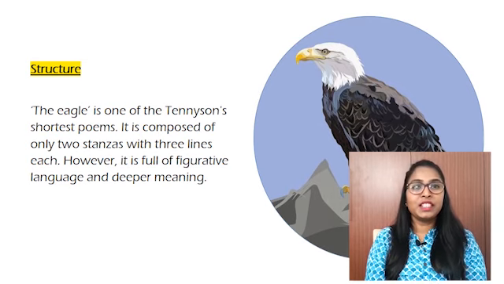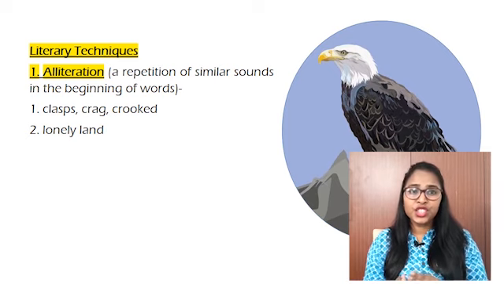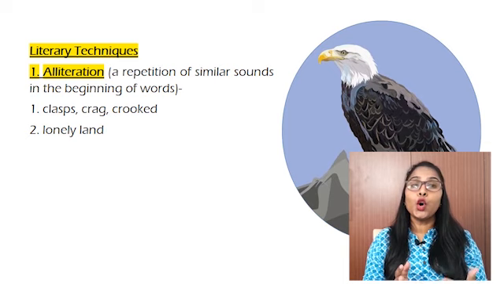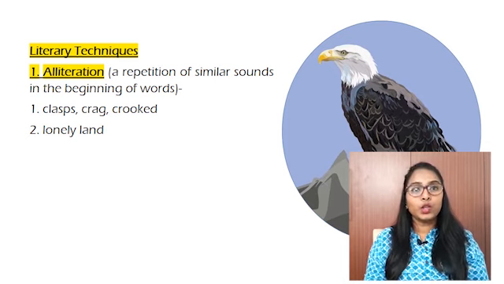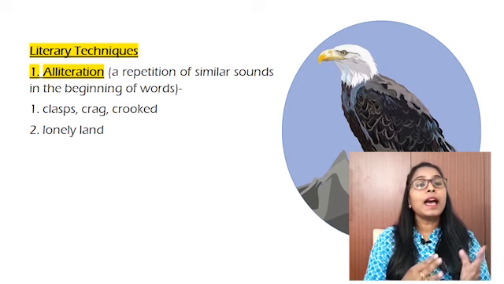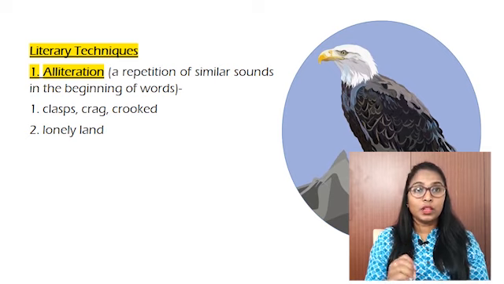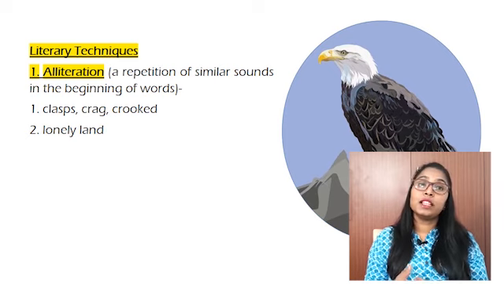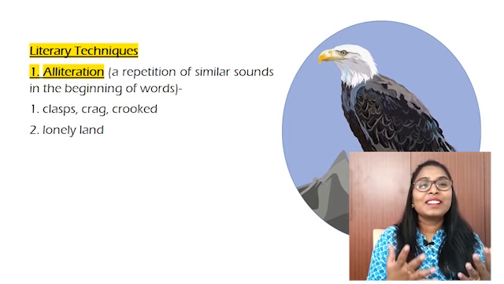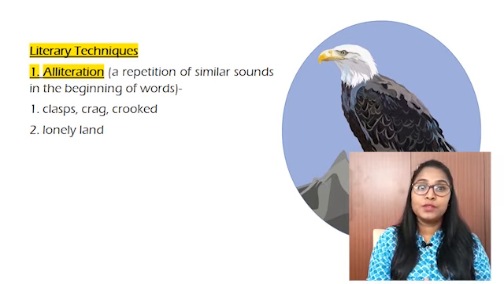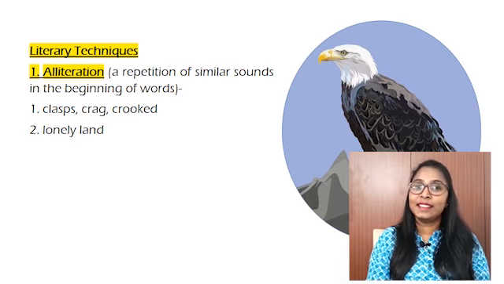So the first literary technique used in the poem is alliteration. Now what is alliteration? Alliteration means the repetition of a consonant sound. Now in our first line, the words clasp, crack and crooked, all these words are starting with the k sound. So k sound is a consonant sound. So this is an alliteration which has been used in the first line. Now can you tell me what is the alliteration used in the second line?